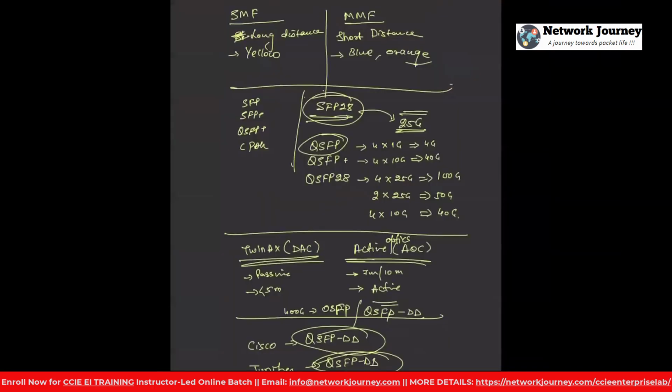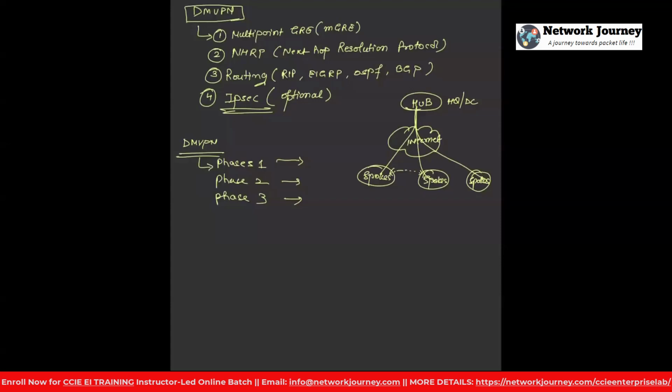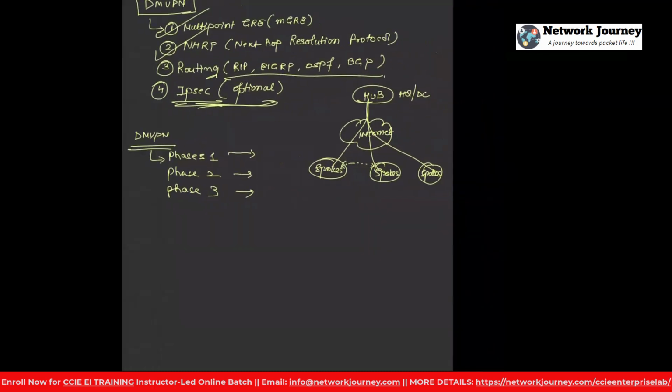So what we see is multipoint GRE, NHRP, routing protocols. Everyone knows what a routing protocol is. IPsec, we will see later on, which is going to provide the encapsulation. So now, guys, let's talk about the DMVPN phases. Does anyone have any question or doubt till here before we move on further?